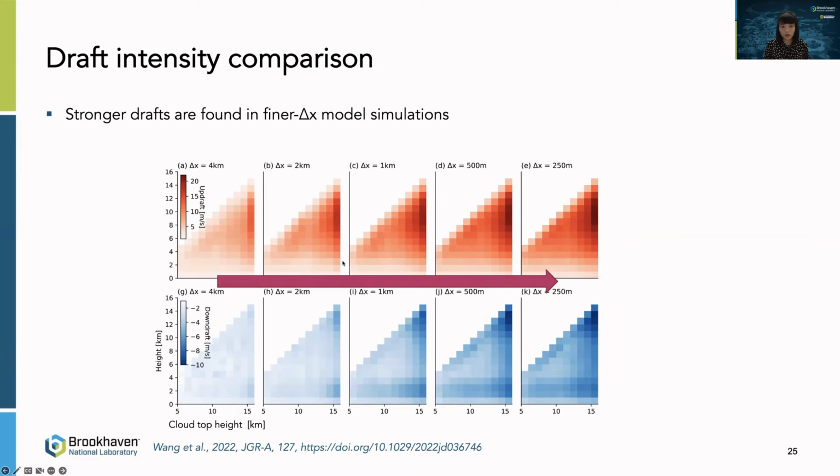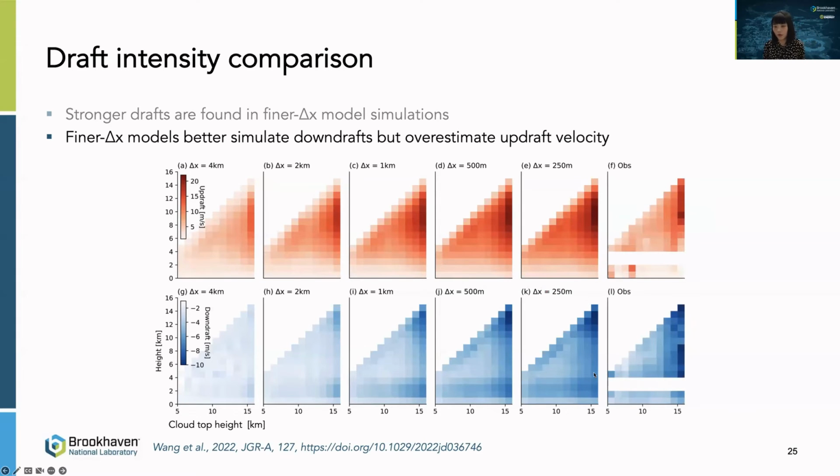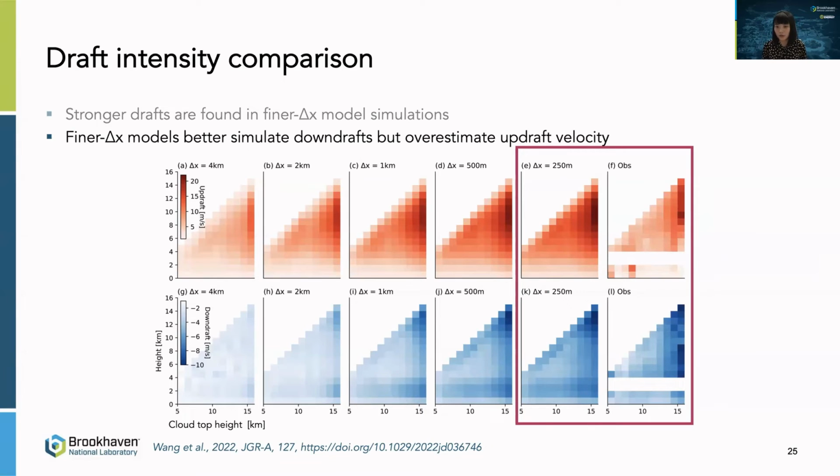This is especially true for downdrafts. You start with almost uniformly distributed downdraft features at 4 kilometer, and get to this two-mode downdraft structure at 250 meter. You have the compensating downdrafts at the higher levels and precipitation-driven downdrafts at the lower levels. If you were to compare with the observational data set, you can see that especially in this high-resolution model, we overestimate the intensity of the updrafts.